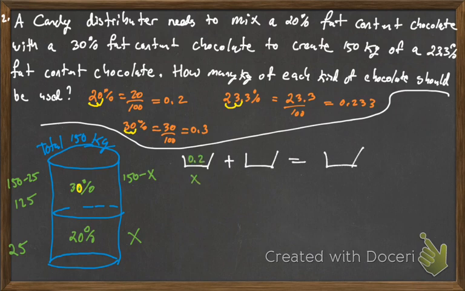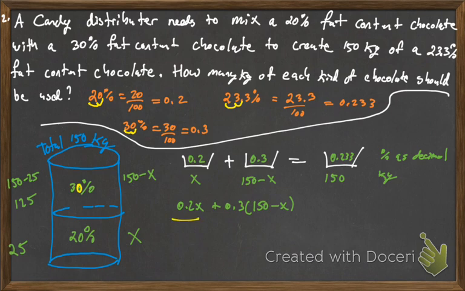All right, so we'll put in our percentages as decimals, and then the number of kilograms. So you've got your kilograms and percentage. So 0.2x plus 0.3 times 150 minus x. What those two represent is the amount of fat in the 20%, the amount of fat in the 30%. And that should be equal to the total amount we're mixing together here.